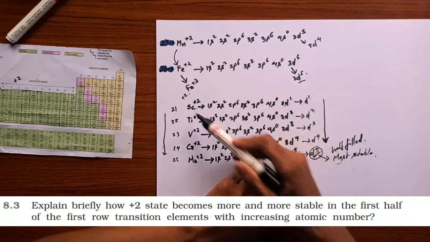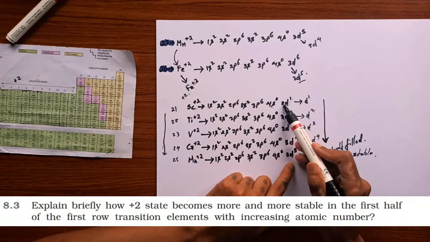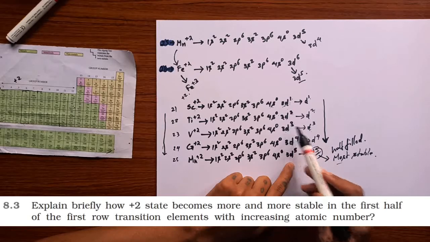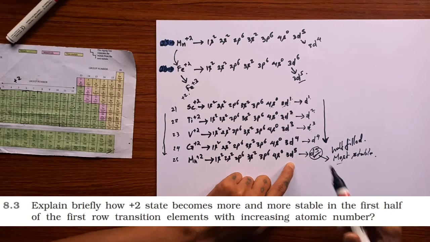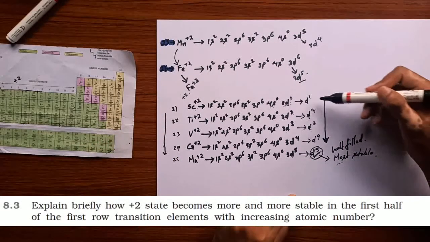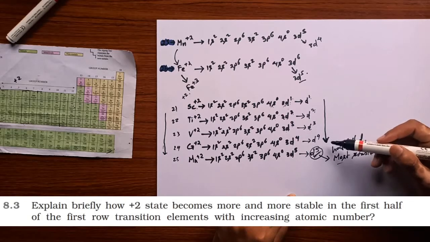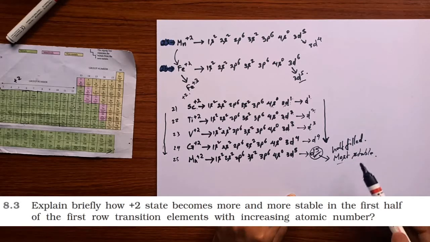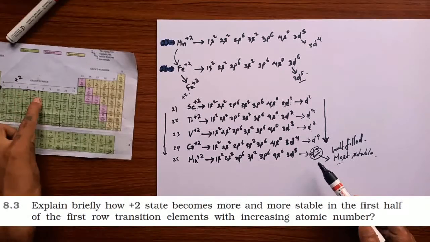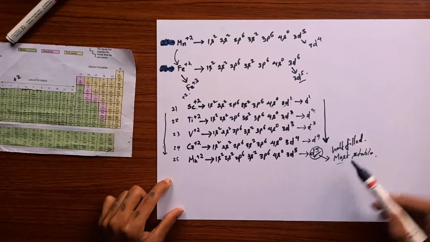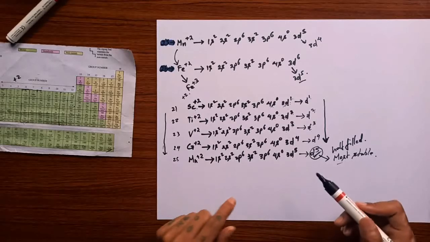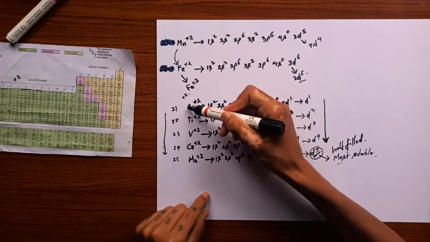Take a look at this. In scandium, we have the d1 configuration, as it is 3d1, d2 as it is 3d2, d3 as it is 3d3, and so on. So as you go from scandium to manganese, the d configuration increases. And we know that d5 is more stable because it is half filled. On going from scandium to manganese, they are approaching the most stable configuration. So their plus 2 oxidation states become more and more stable as we go from scandium.